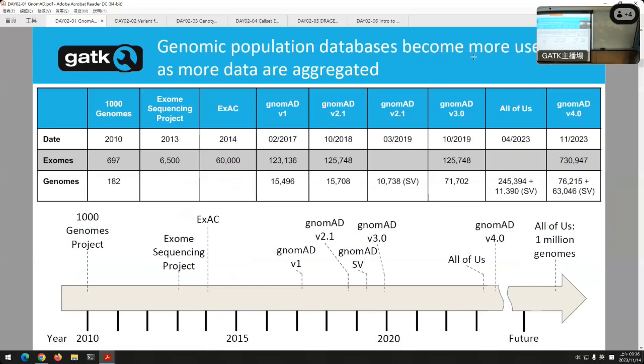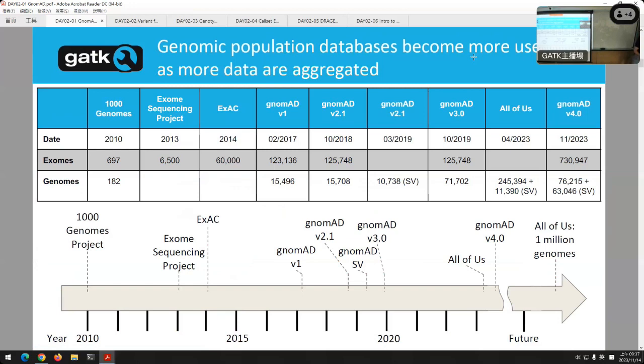And we can see that over the years, these sample sizes have really drastically increased. The 1,000 Genomes Project was really huge at the time, but it only had a few hundred samples. And over time, these studies have aggregated larger and larger numbers of first exomes and more recently larger numbers of genomes as well. And they've also started to add different variant types, including copy number variants and structural variants.